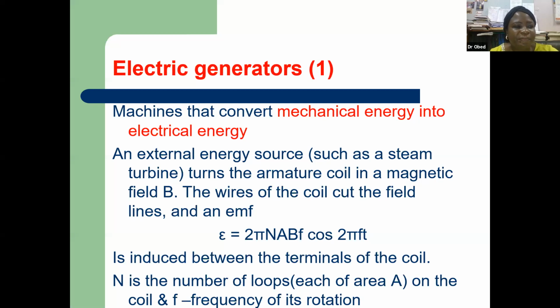Starting with the flux: flux is equal to phi equals BA cos theta, which is equal to BA cos omega t. So for a rotating coil of n loops, Faraday's law yields epsilon equals minus n delta phi over delta t, like we saw earlier.